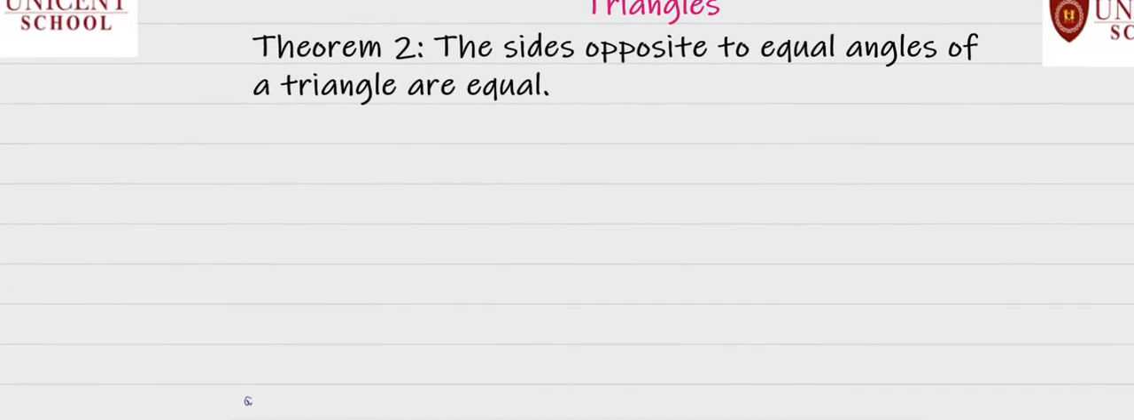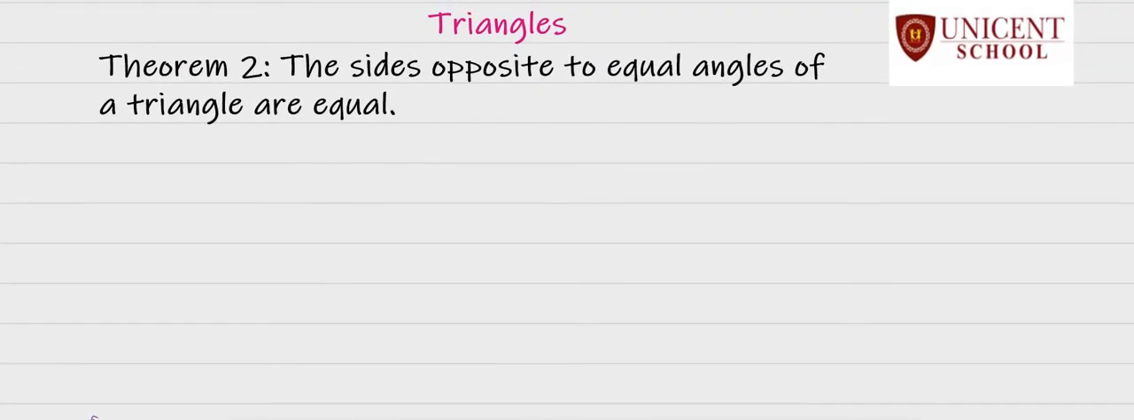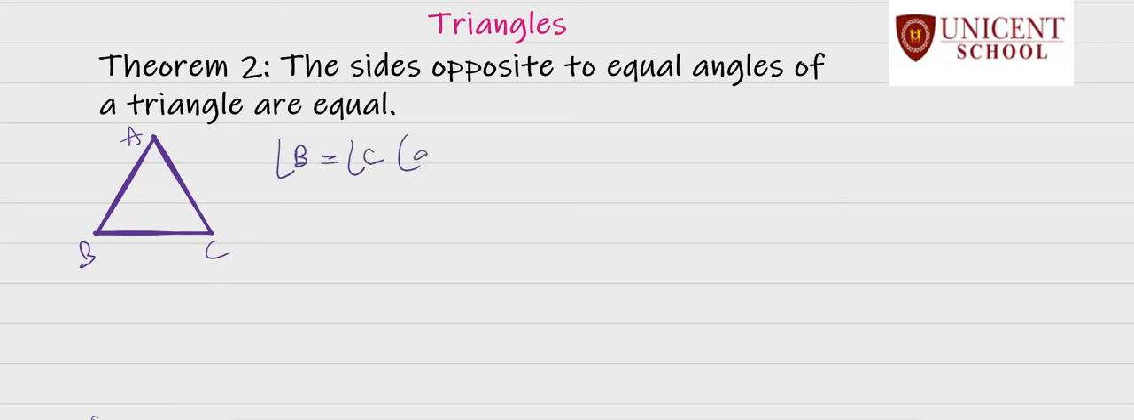Now let's take the second theorem. Our second theorem states that the sides opposite to equal angles of a triangle are equal. In the same way as we have done in theorem 1, let us take a triangle ABC. Here what is given? According to the statement, we have angle B equals angle C. This is what is given for us. And what are we supposed to prove? We need to prove that AB equals AC.